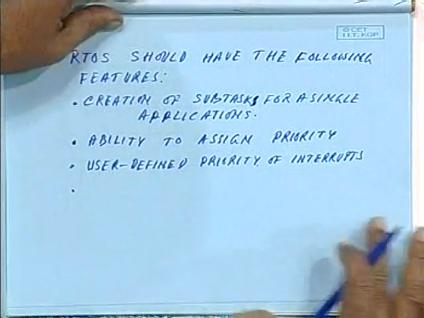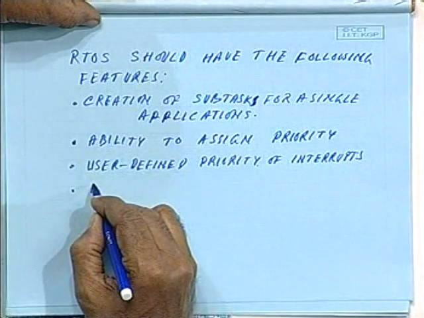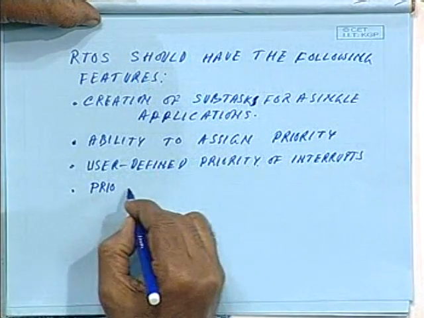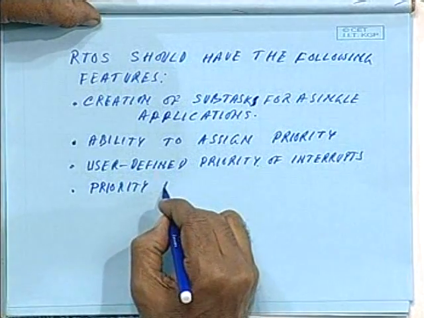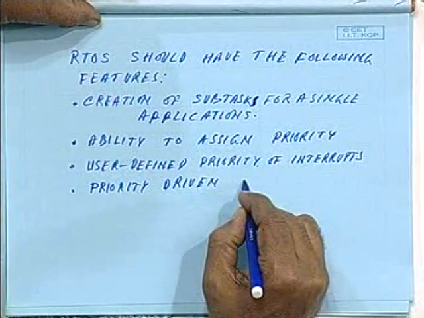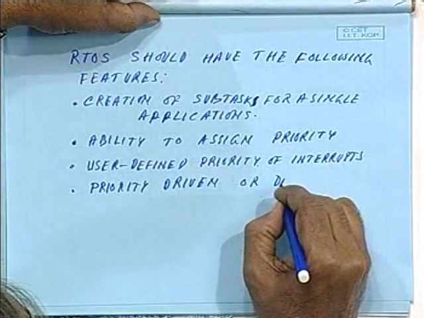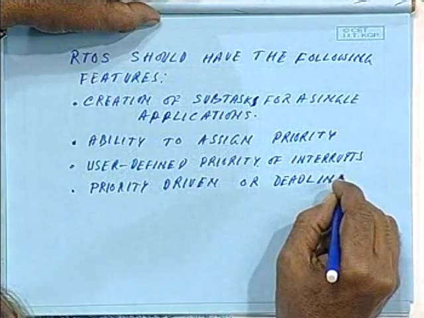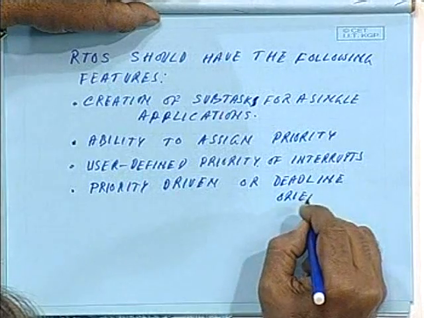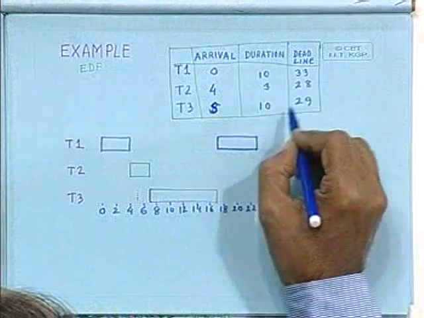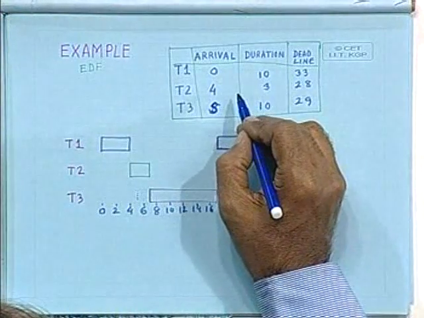And finally, another important feature is that task scheduling should be priority driven or deadline oriented. What does it mean? The tasks should be scheduled by taking into consideration the priority levels and also sometimes the deadline times. Let me take up an example to illustrate the deadline time oriented scheduling approach.